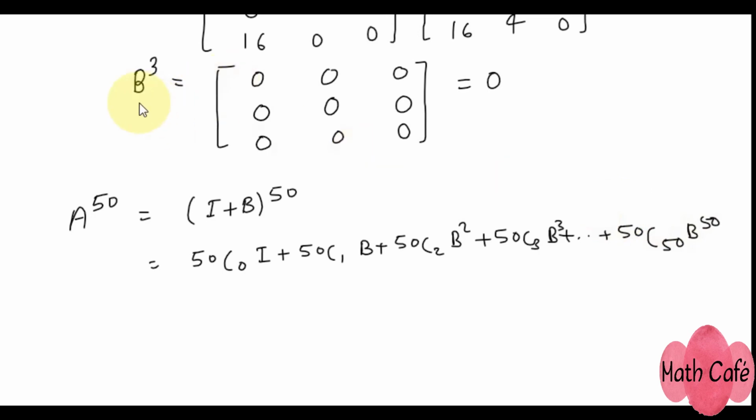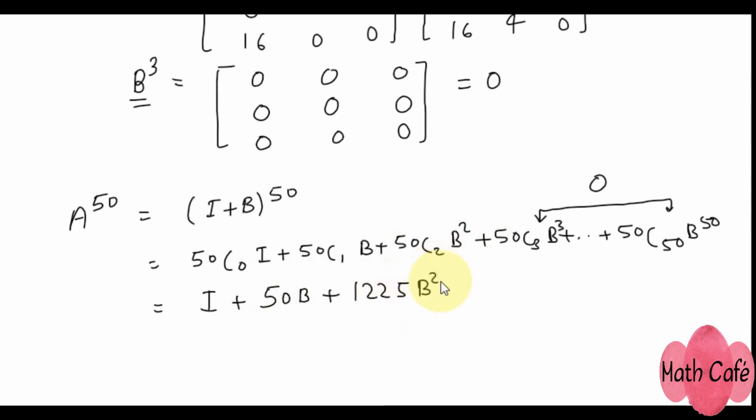As we know that B cube is the 0 matrix, the remaining terms will also be 0. So B power 4, B power 5 and so on, up to B raised to 50, will also be the 0 matrix. Alright, so finally 1 multiplied by I becomes I. 50C1 is 50 times B, and 50C2 is 50 times 49 by 2, that is 25 times 49, which is multiplied by B square, and the remaining terms are the 0 matrix.